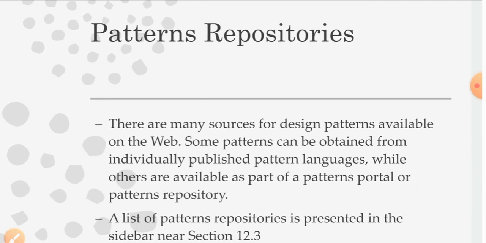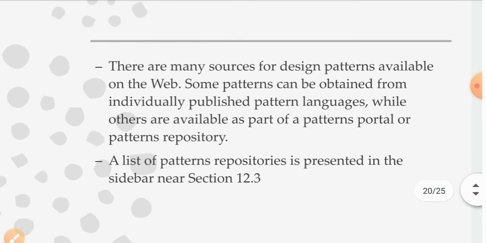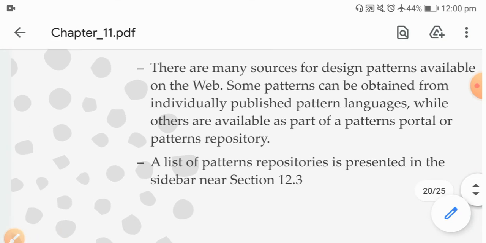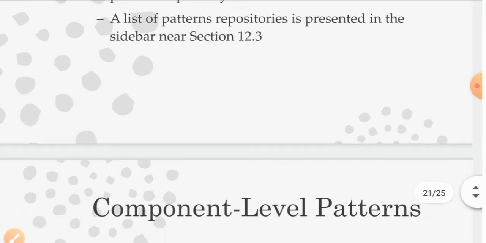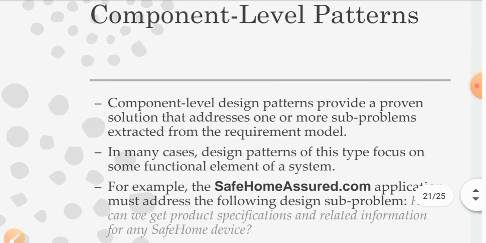Now next one is the pattern repositories. There are many sources for design patterns available on the web. Some patterns can be obtained from individually published pattern languages, while others are available as part of a pattern portal or pattern repository. That is, you can obtain them from pattern languages, or you can create your own portal or your own repository. Next one is the component level pattern.